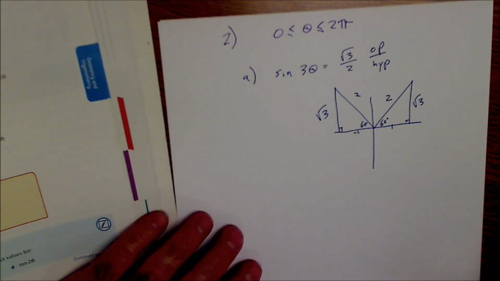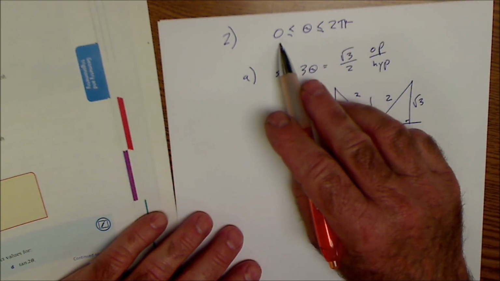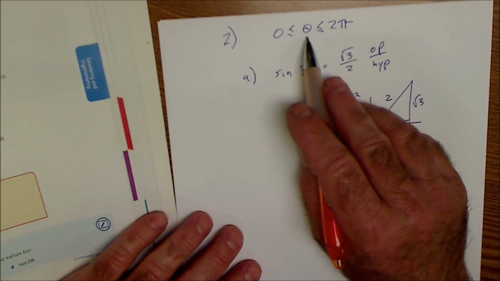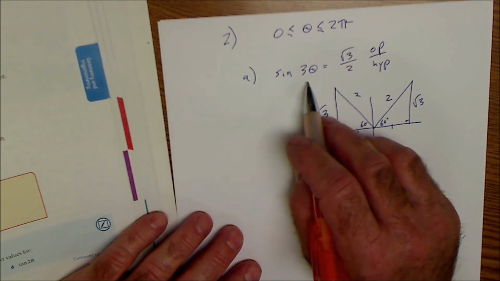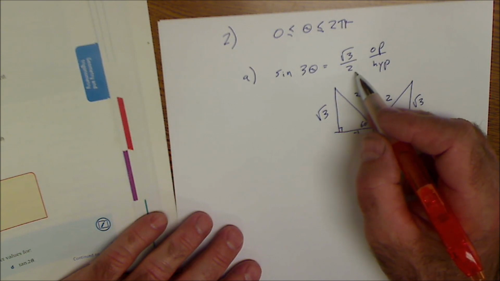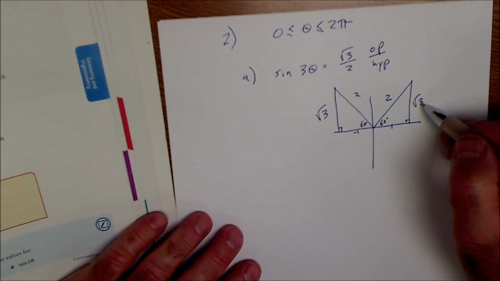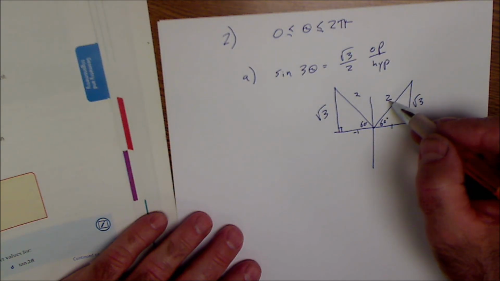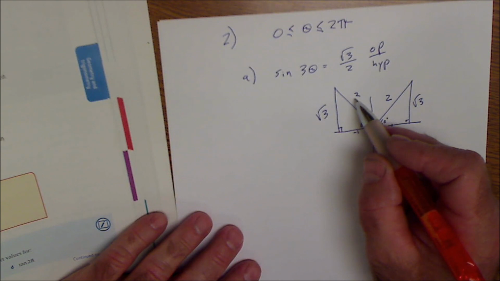Okay, let me do number 2 here. So in number 2, the domain's different. It's theta between 0 and 2 pi. And then they give you sine of 3 theta is equal to root 3 over 2. That's an opposite over hypotenuse. So the opposite would be root 3 over 2. Or it could happen here in the second quadrant where the opposite's root 3 over 2.